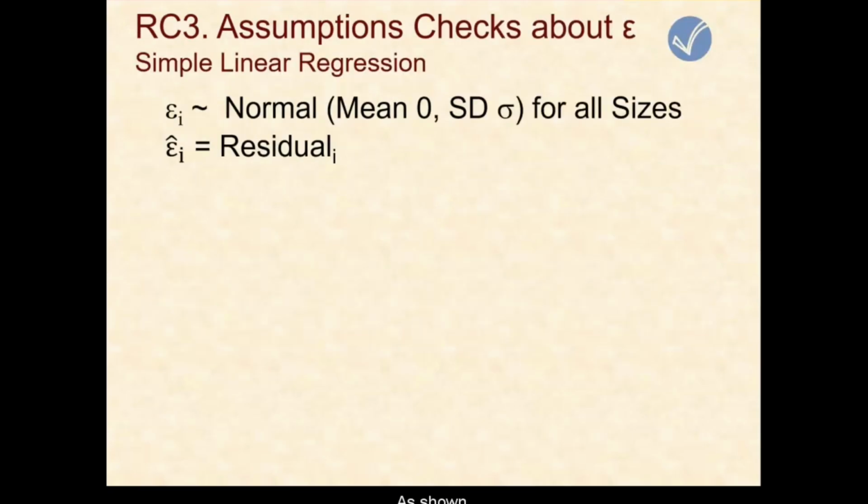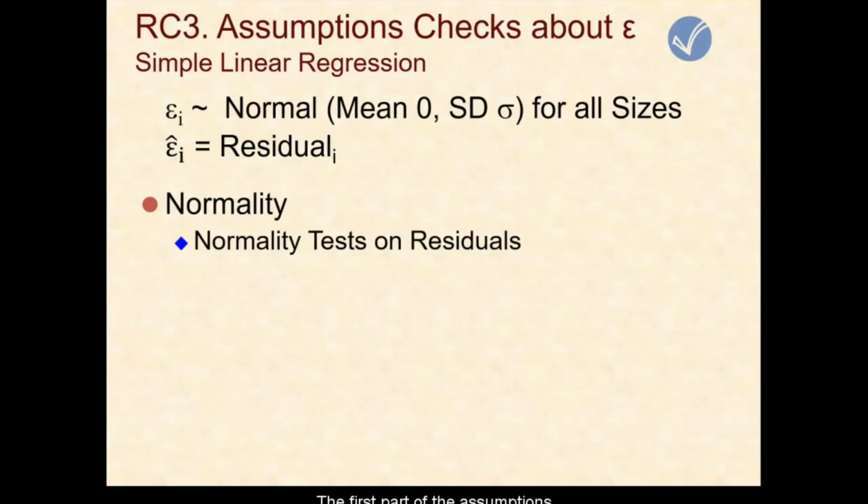As shown, we are looking to check the assumptions being made about the epsilon values that are features of the process, using the residual values, the epsilon hat, from the sample. To do so, we can break the set of assumptions about the epsilon values into two parts.